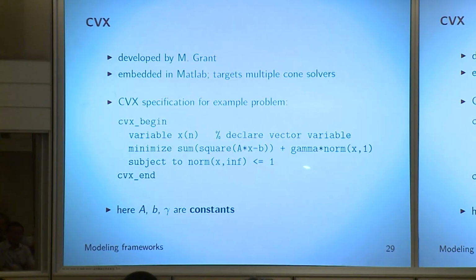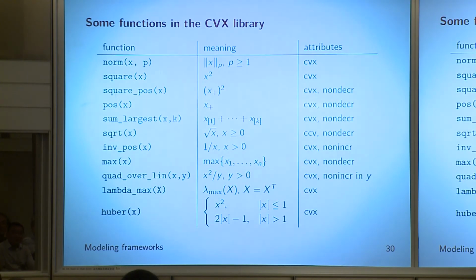A side effect of this is it'll solve it, and then it will overwrite the object x with a vector of doubles, which are the optimal values. Okay, here are some library functions. They're kind of obvious: pnorm, square, square pos, the positive part, the sum. There's sum largest. And so you could just freely use this and have absolutely no idea how problems involving it are solved. It's very cool, actually, if you think about it.